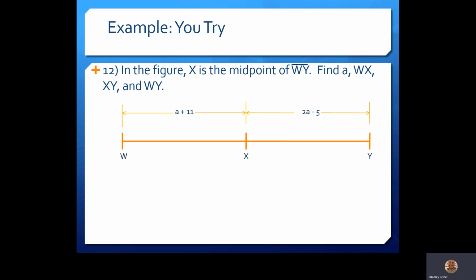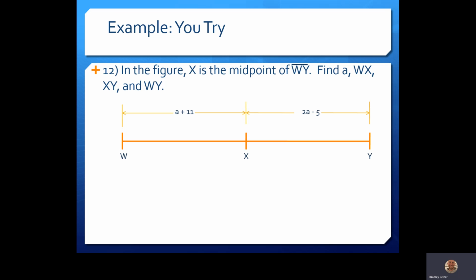When you subtract a from both sides, you're going to get a minus 5 equals 11. You need a by itself, so add 5 to both sides. When you do that, you're going to get a equals 16. So that's the value of your variable, a equals 16. Plug it back in. How far is it from W to X? Well, we know it's a plus 11, and we know that a is 16. 16 plus 11 is 27.